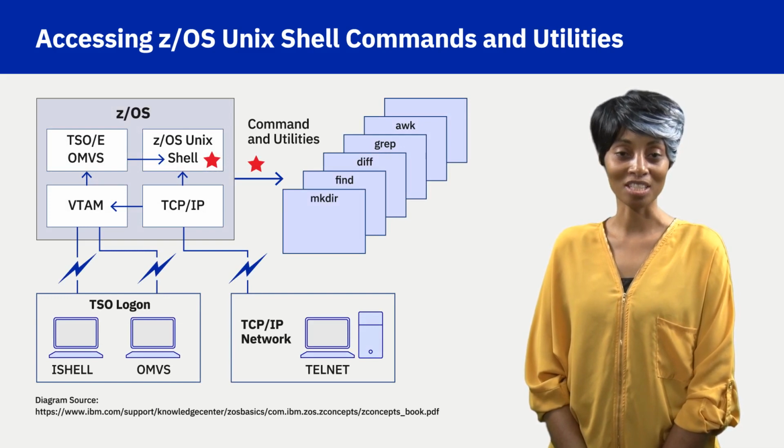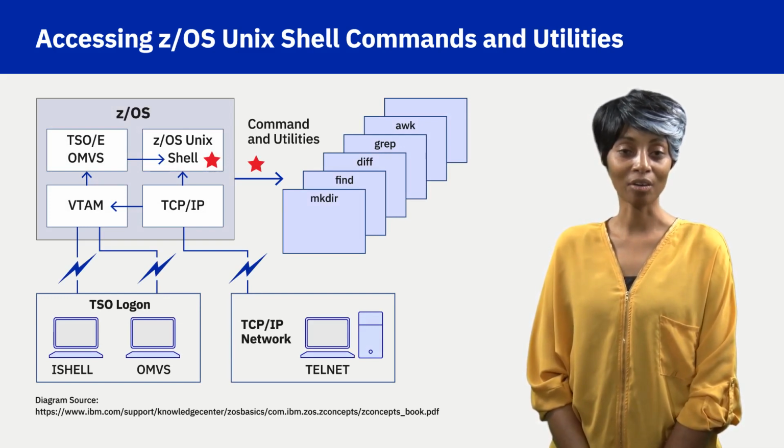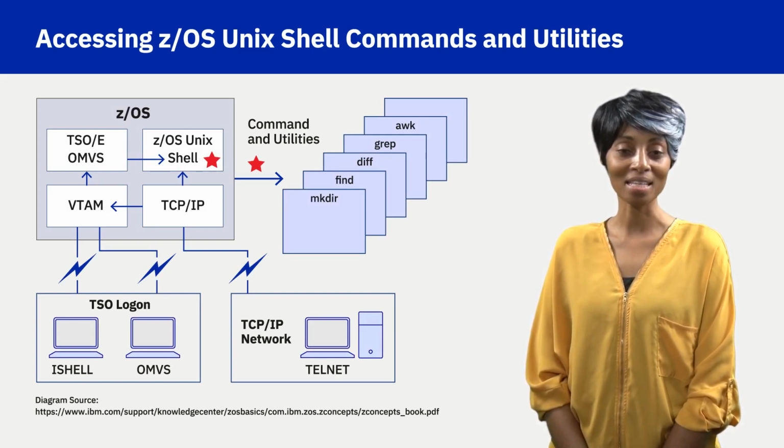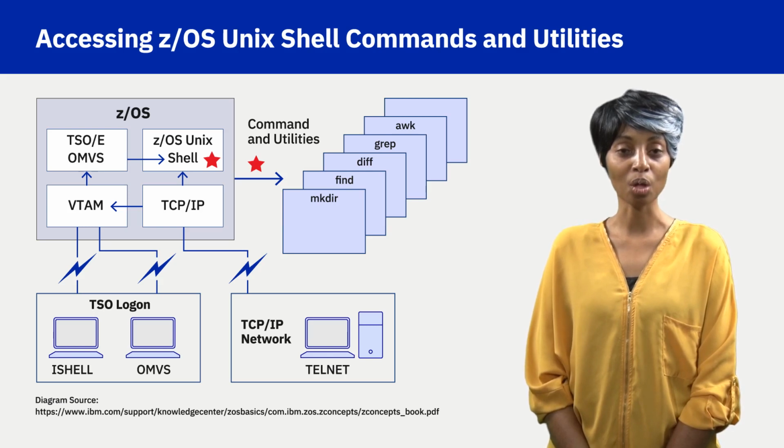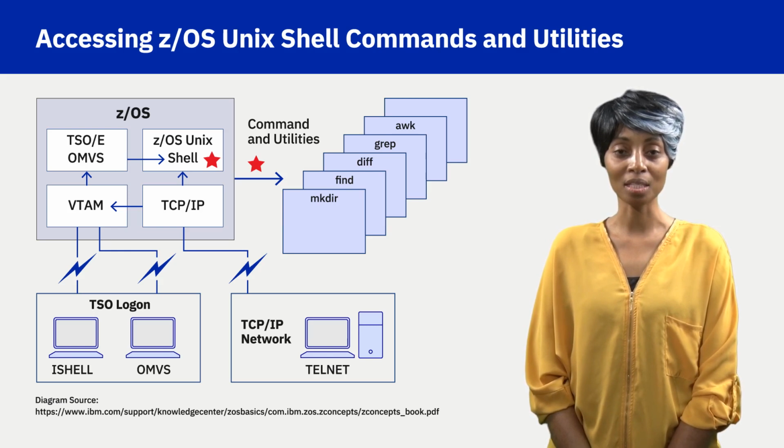Observe the red stars in the chart. The diagram is showing several ways to access the z/OS Unix shell prompt to enter Unix commands, utilities, scripts, and so on. TN3270 TSO logon access has ISPF panels and the OMVS command as a z/OS Unix shell prompt interface.